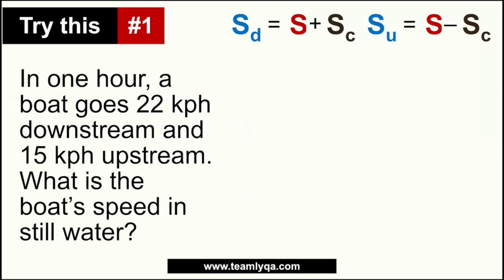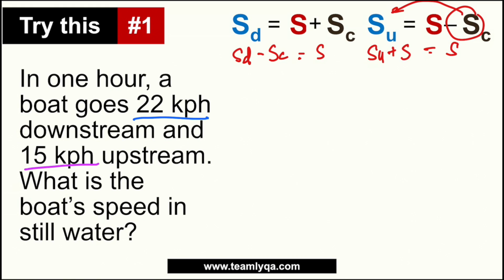Let's see how you did. It says here, in 1 hour, a boat goes 22 kilometers per hour downstream. So this is when it's downstream, and then 15 kilometers per hour when upstream. What is the boat's speed in still water? Now again, as we said earlier, if we switch things over, the speed is equal to the speed going downstream minus the speed of the current. Now on this side, we have the speed in still water. It is equivalent to the speed moving upstream plus, because when we transpose this it changes to plus, the speed of the current. Okay?